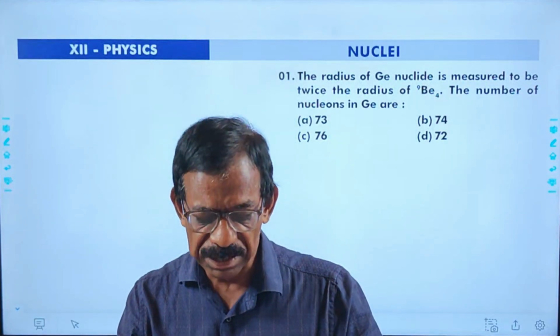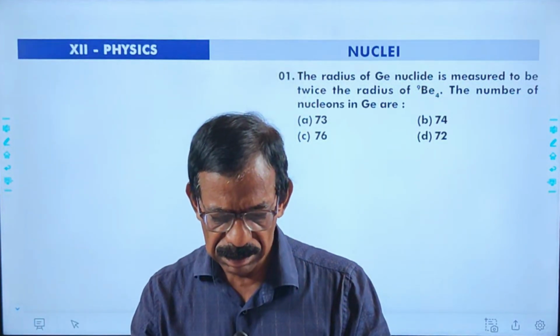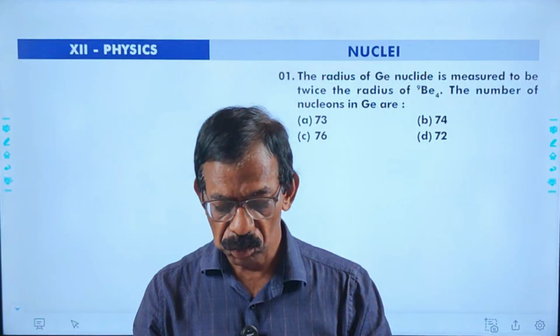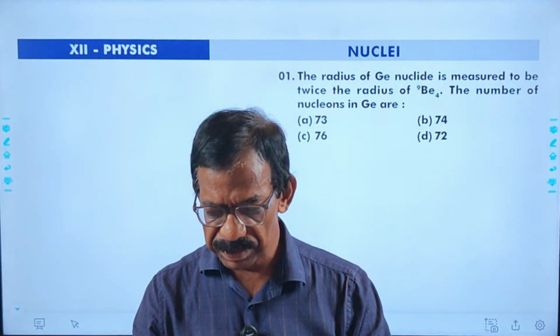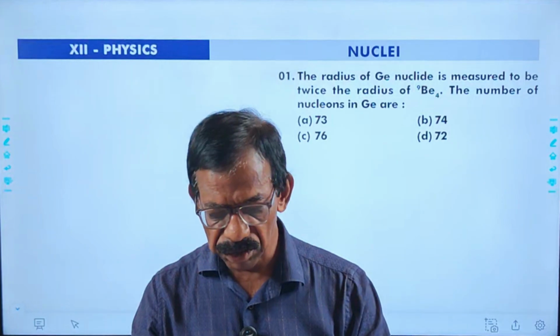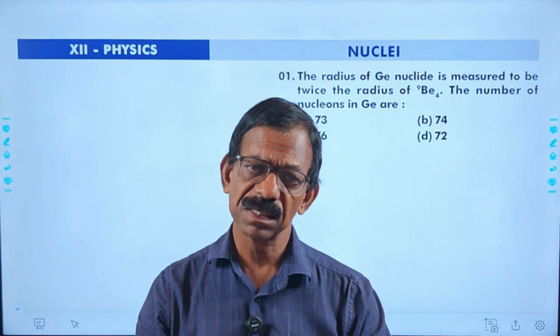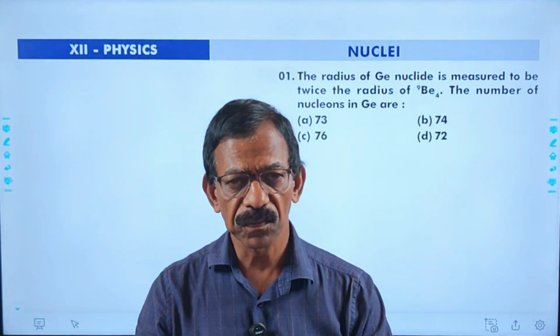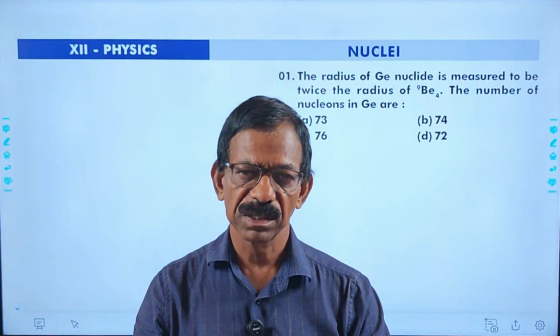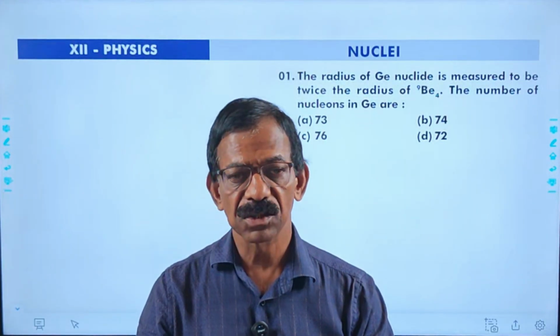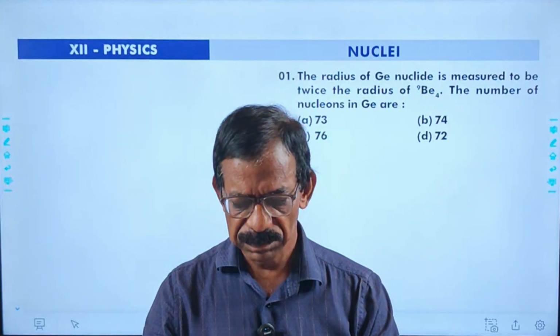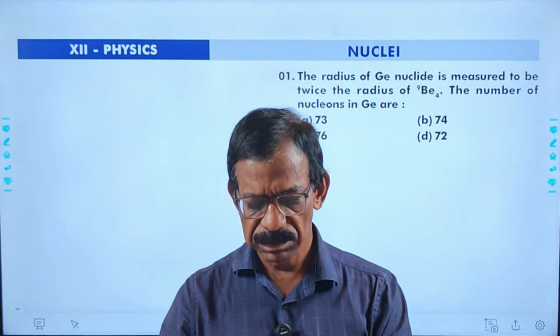The radius of a germanium nuclide is measured to be twice the radius of beryllium, whose mass number is given. Find the number of nucleons in germanium. Nucleons means, as you know, the number of particles in the nucleus, that is the total number of protons and neutrons, which is actually the mass number. You have to calculate the mass number.